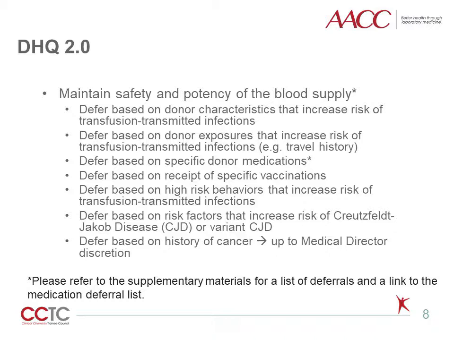Although the DHQ asks about a history of cancer, there is no explicitly stated deferral length by the FDA or AABB with regards to cancer. It's mostly up to individual blood center standard operating procedure, or SOP, and medical director discretion. Most blood centers probably would not accept a donor who has a recent history of a hematological malignancy, but they may accept a donor with a history of pediatric leukemia in remission for many years.